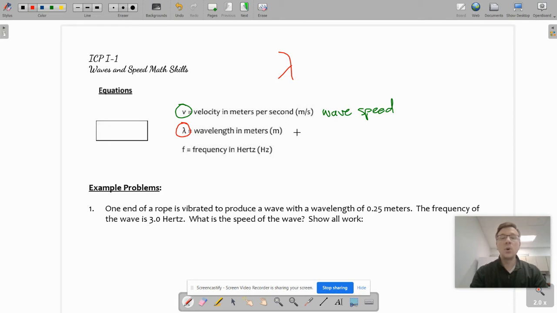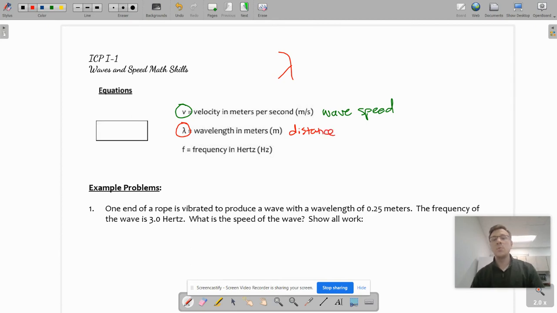So this is more or less your distance value, okay? One wavelength is the distance between crests or troughs on a wave. We'll learn more about that later. But it is the distance between one wave to another. So this is a length or a distance. I'm going to put distance here.